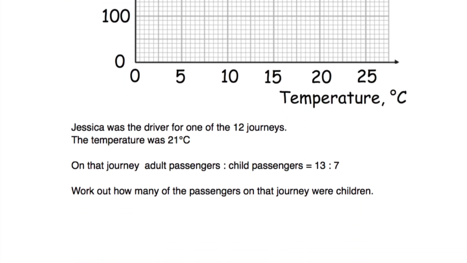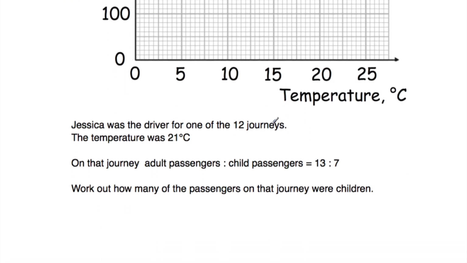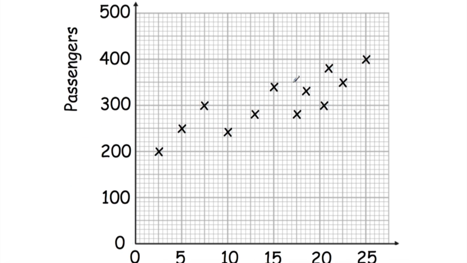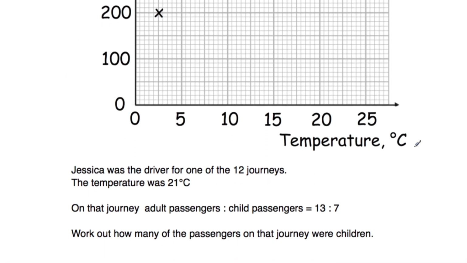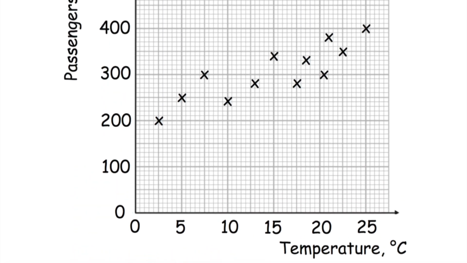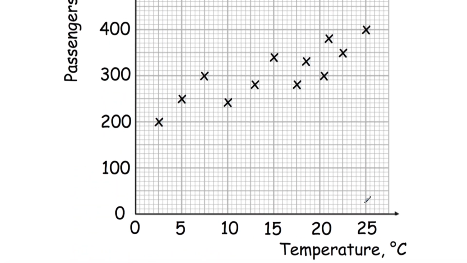Okay, and if we go down, Jessica was the driver on one of the 12 train journeys. So she's the driver on one of these 12 train journeys. We don't actually know which one yet. And then we're told the temperature was 21 degrees Celsius. So let's find her train. So we're looking for 21 degrees Celsius.